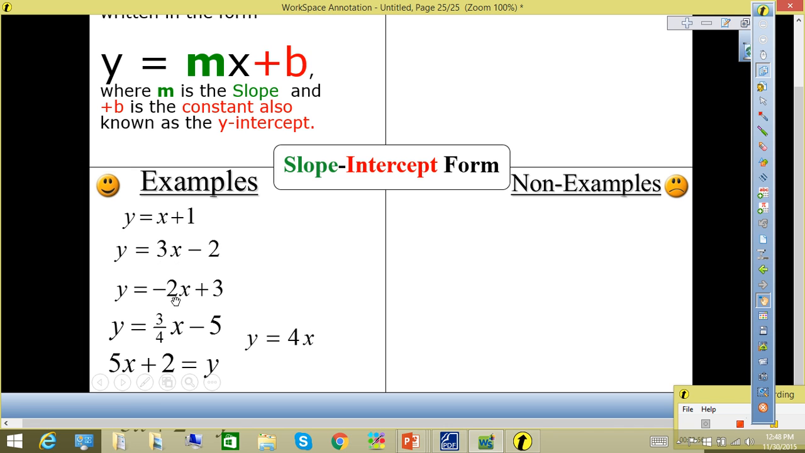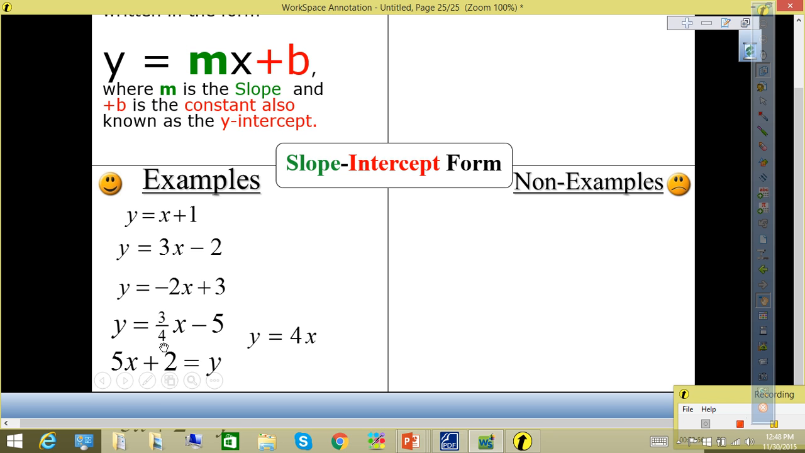We already did this one. Look at this one. What is our slope here? Negative 2 over 1. And our y-intercept? 3. Look at the slope on this one. What is our slope? 3 over 4. It's already in fraction form. What is our y-intercept? Negative 5.